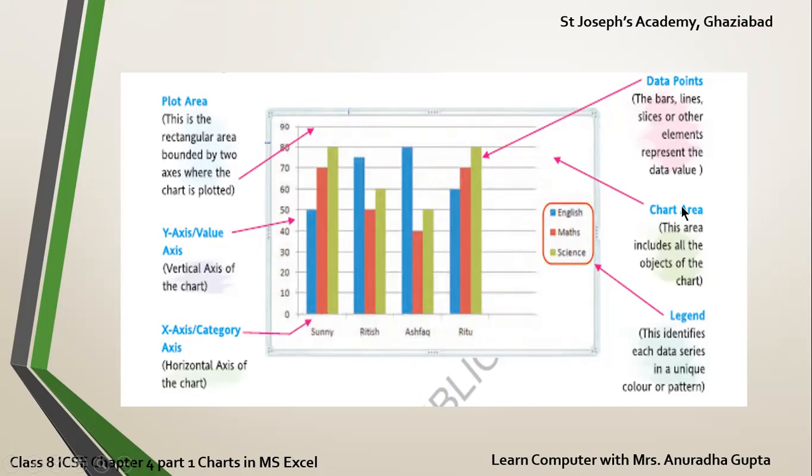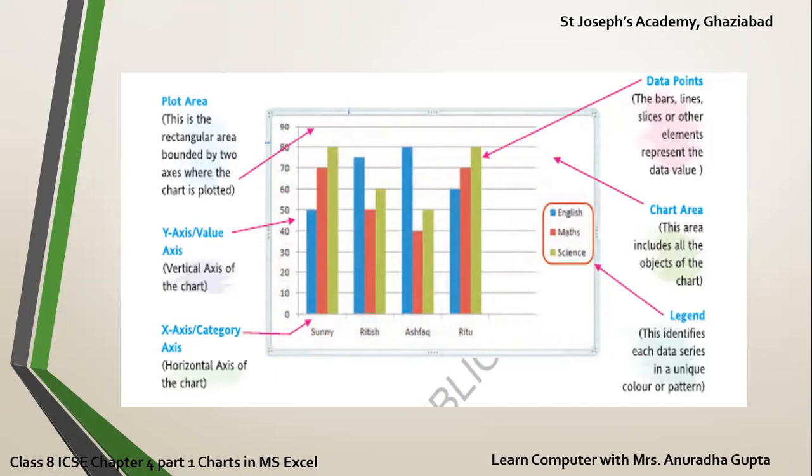Move on to the fifth component of a chart, and that is chart area, which includes all the objects of a chart. That area is known as chart area. Students, are you getting this outer rectangular big box? This area is known as chart area. It includes all the objects of a chart.